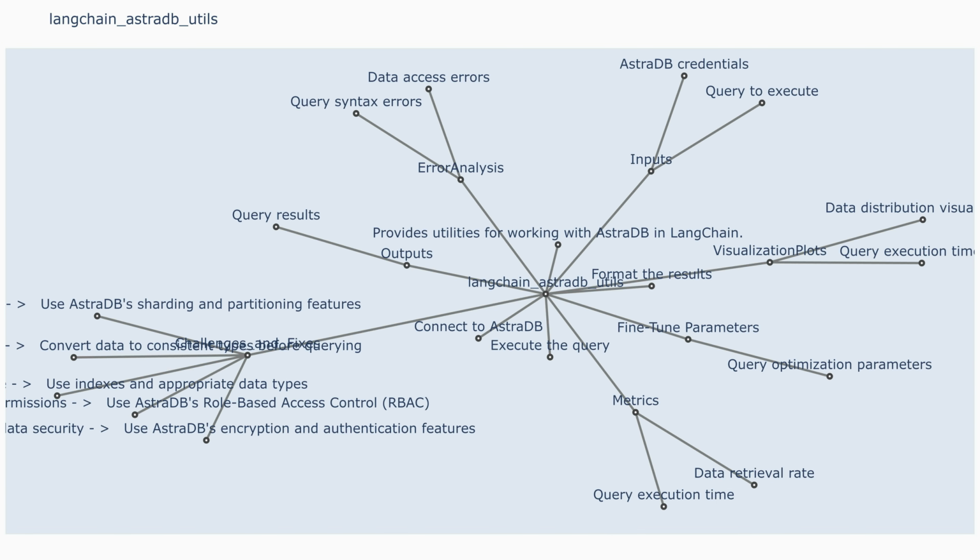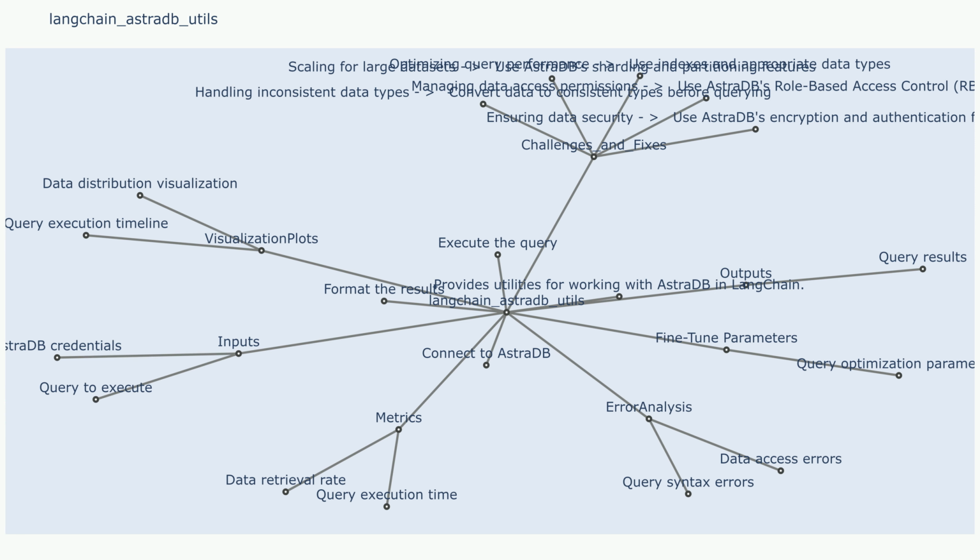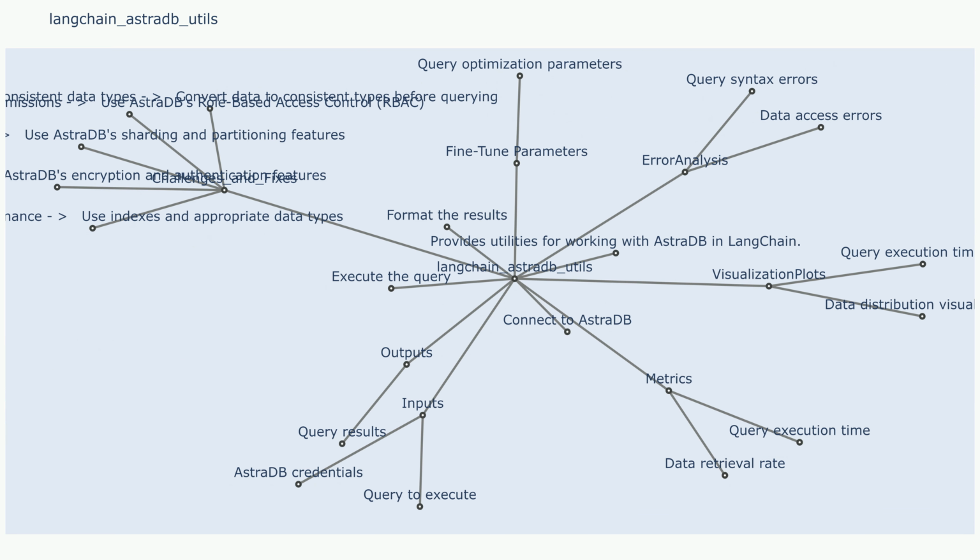Langchain Astra DB Utils. Description: the Langchain Astra DB Utils provide a convenient way to interact with Astra DB, a fully managed, serverless database as a service, from within Langchain. This allows developers to seamlessly integrate Astra DB into their Langchain applications, enabling data-driven LLM applications that leverage the power of Astra DB's capabilities.